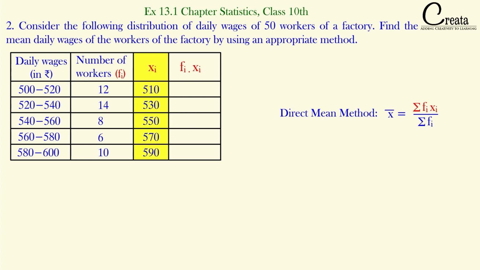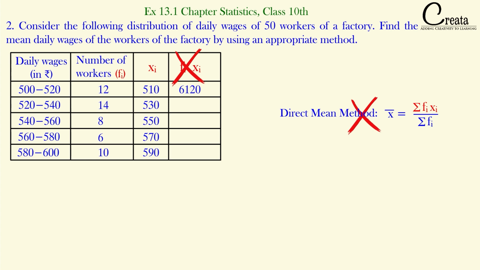Here the observations, that is 510, 530, 550, are large numbers. You have to multiply fi into xi, that is 12 into 510, which will again give us a large number. Adding all those numbers will be slightly difficult. So we will not use the direct method. We will jump to the second method, that is the assumed mean method.